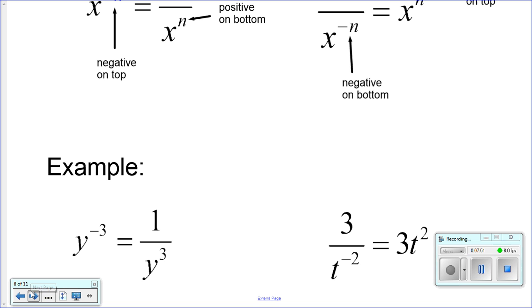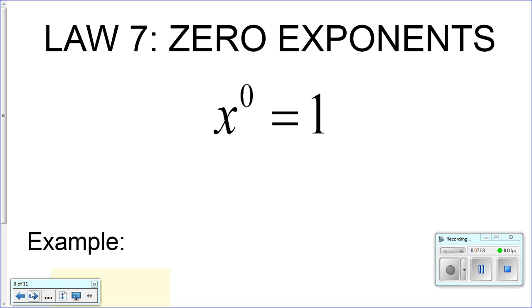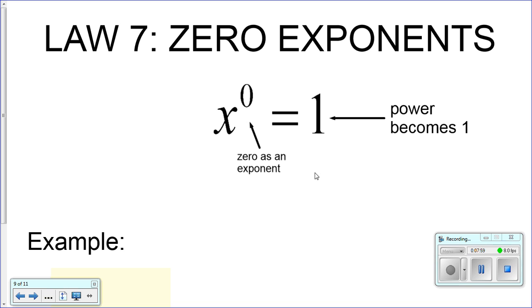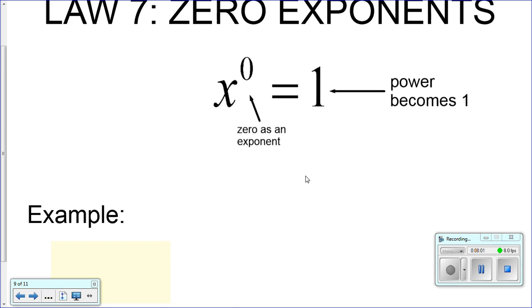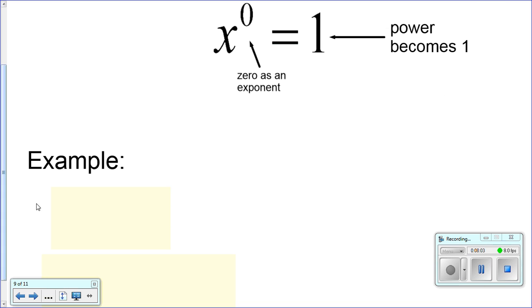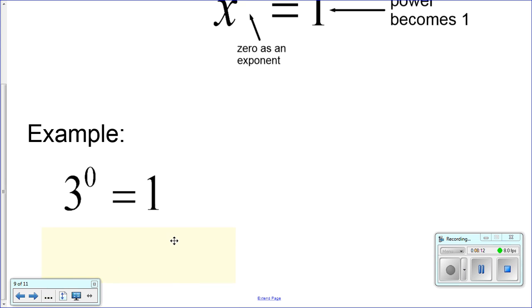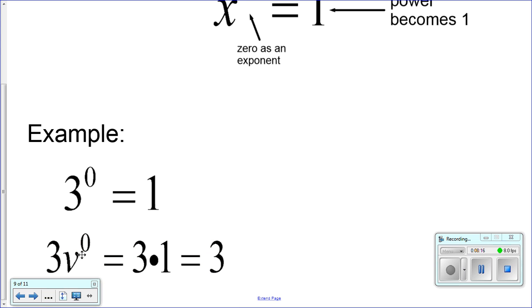Then we have the zero exponent, where anything that has a 0 as an exponent, that whole power becomes 1. It's always equal to 1. It doesn't matter what the base is; it does matter what the exponent is, but not the base. The whole thing will become 1. So 3 to the 0 is equal to 1. We have 3v to the 0. Here only the v is being raised to the 0, so that v to the 0 gets made into a 1, multiplied by 3 gives us 3.